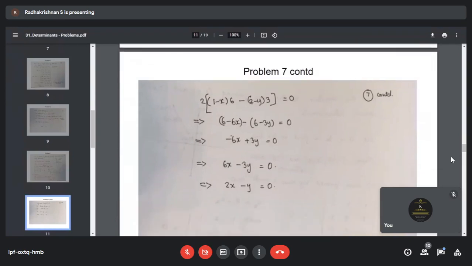So I hope you all understand now. Final answer is 2x minus y equal to 0.